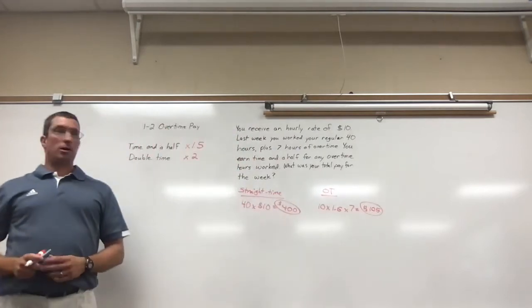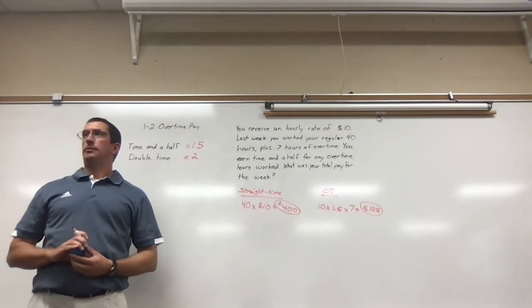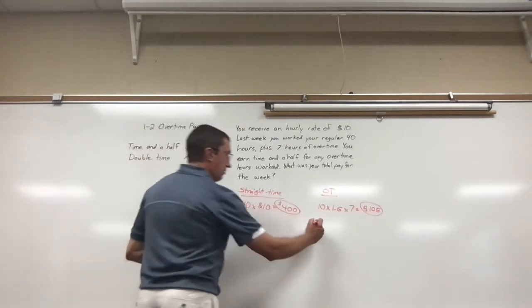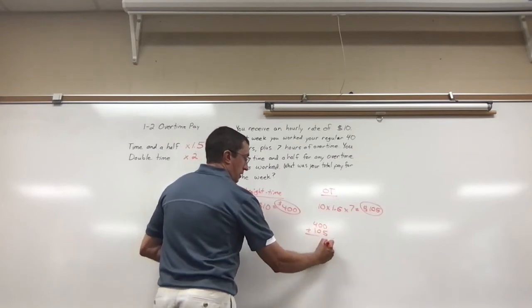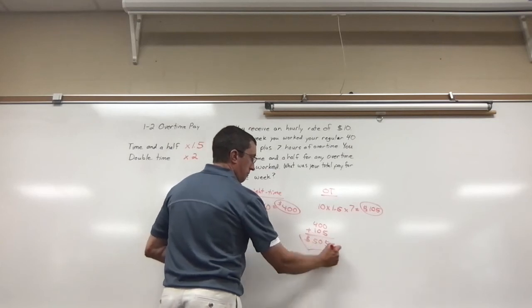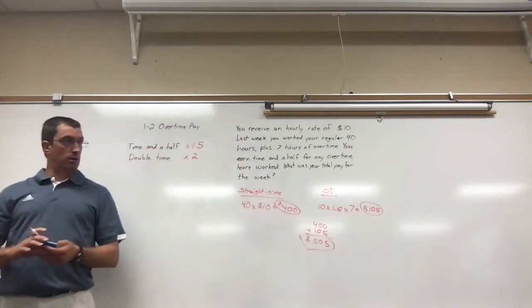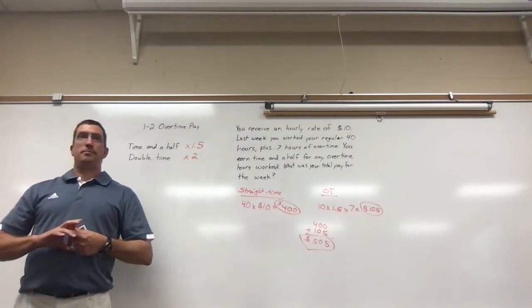All right, there's the first 2 parts. Find your straight time pay, find your overtime pay. What's the last step? Add them together. 400 is your regular pay, your straight time pay. 105 is your overtime pay. We add those 2 together, it's $505. That would be your paycheck for that week. Any questions with computing the overtime?